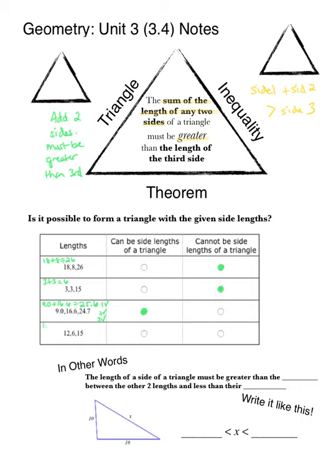Let's see. 6 plus 12 is 18. Is 18 greater than 15? It is, so I have 1 that works. Is 6 plus 15, 21 greater than 12? It is. And is 15 plus 12 greater than 6? Obviously, it is. Now I'm going to give you a little time saver hint. Add the smallest 2. Because if you add the smallest 2 and they are not greater, you can stop right there.